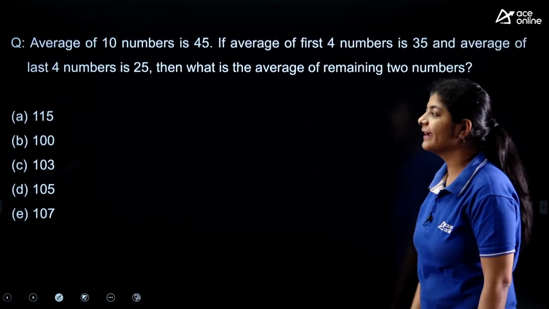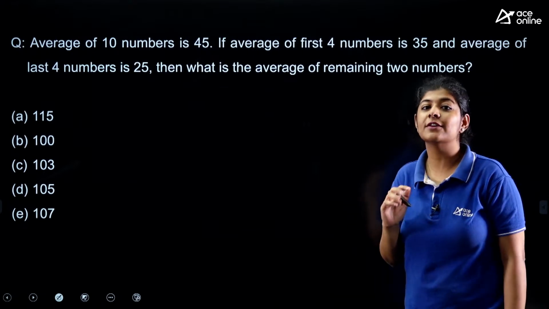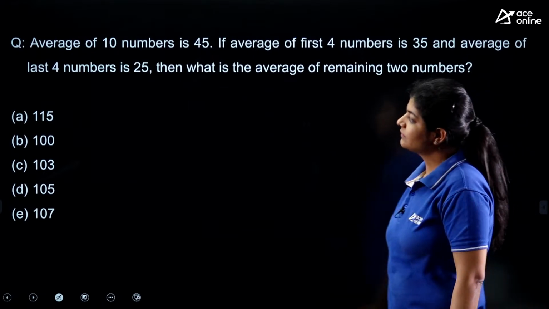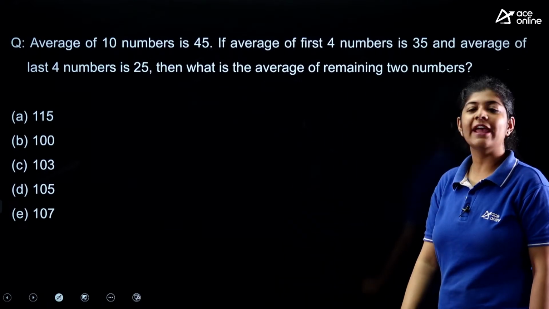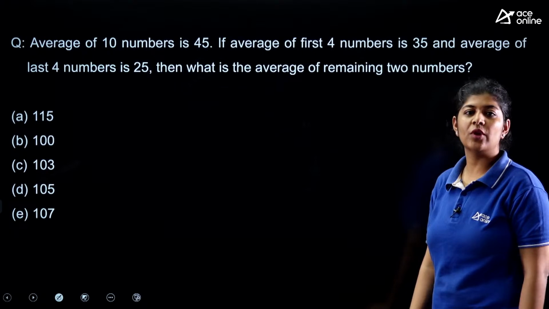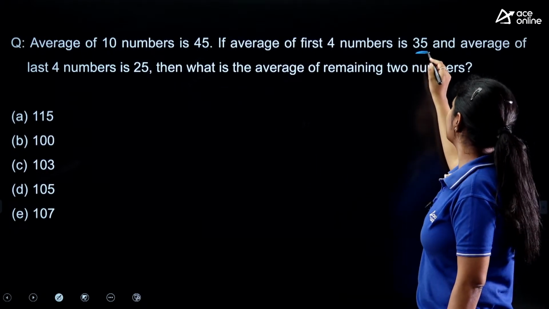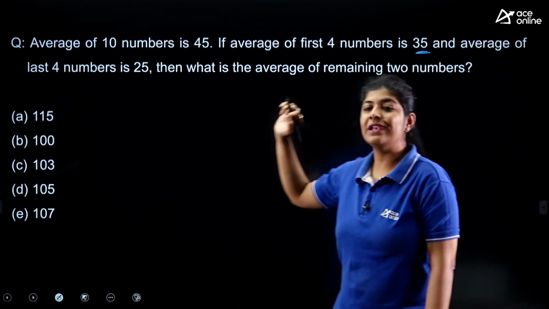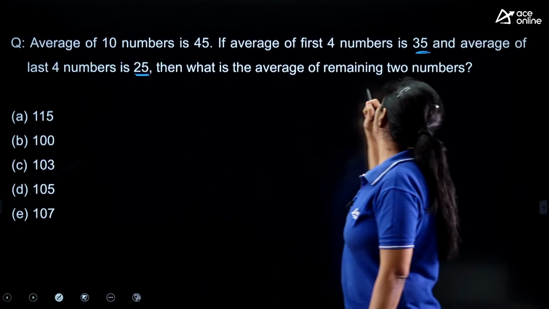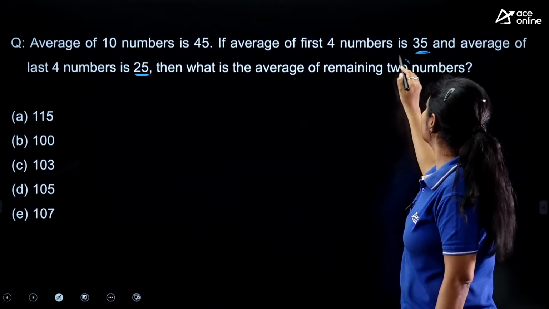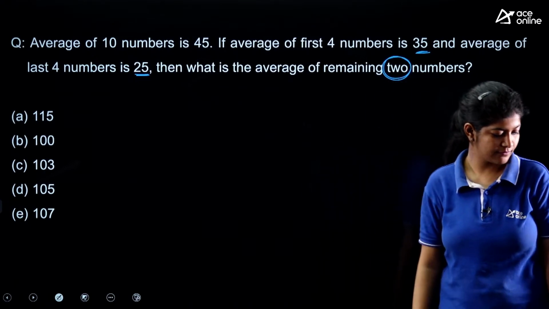Next. Again, a very easy question from the concept of average. All these are your previous year questions. The question is saying that the average of 10 numbers is 45. If the average of the first four numbers is 35 and the average of the last four numbers is 25, then what is the average of the remaining two numbers? What we have to do? We have to find out the average of the remaining two numbers.